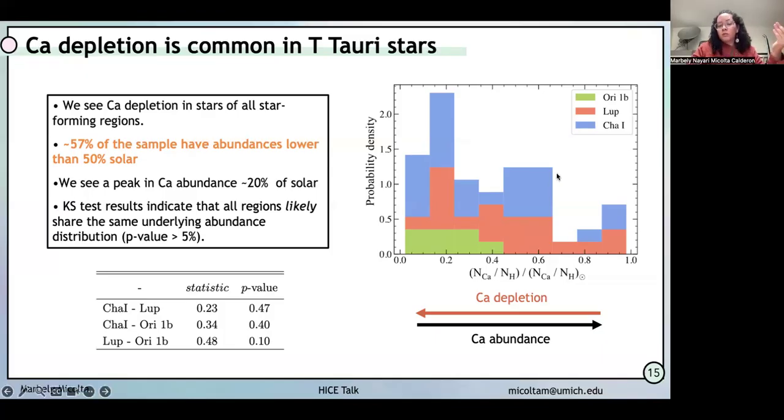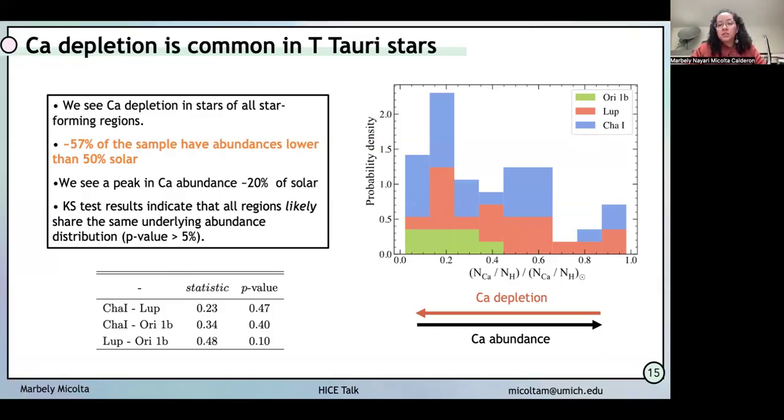And when you first look at the plot, you would expect, or you would like to say, that there is a correlation with age, given that Orion 1b is the older sample and they're all depleted. We tried to run a statistical test to prove that, and the results were not conclusive. They actually seem to likely share the same underlying distribution.